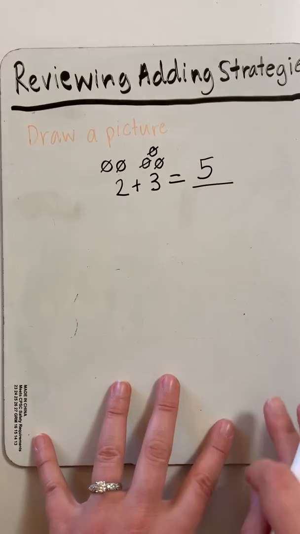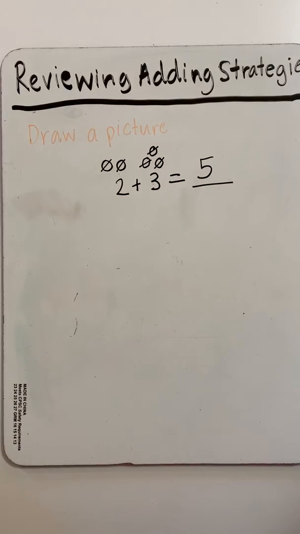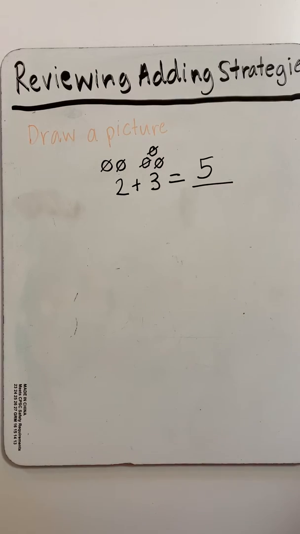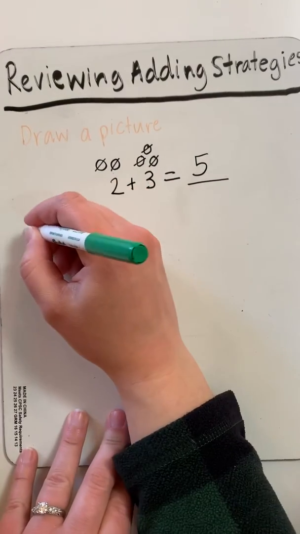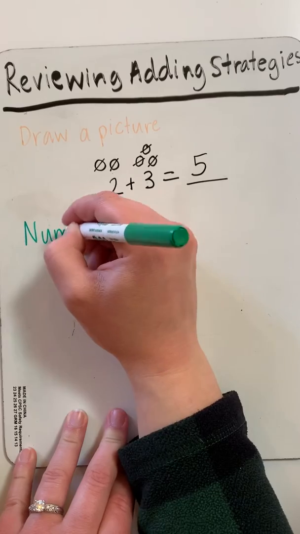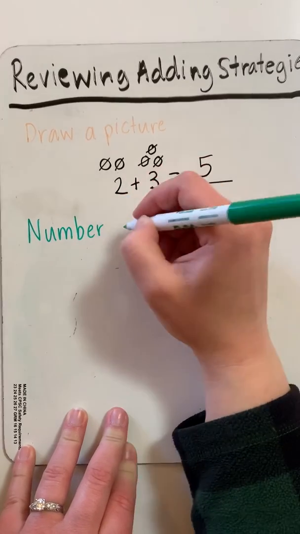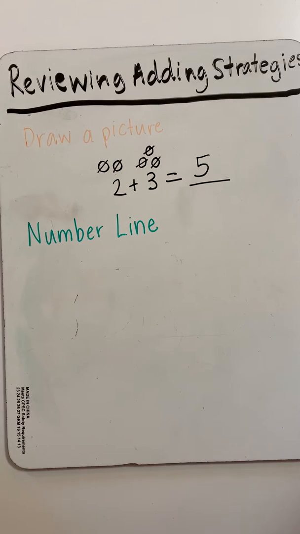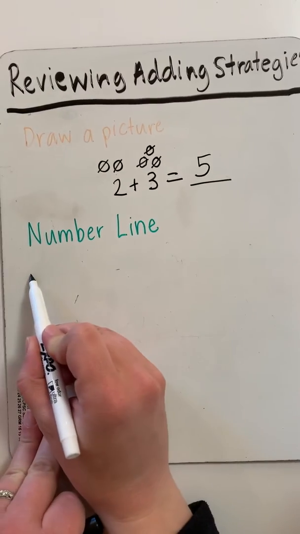This is a little bit easier than our next strategy, so we're only going to do one example problem with that one. Our next strategy is using a number line. All right, so when we use a number line, we have to first have a number line. So here's how you draw one.